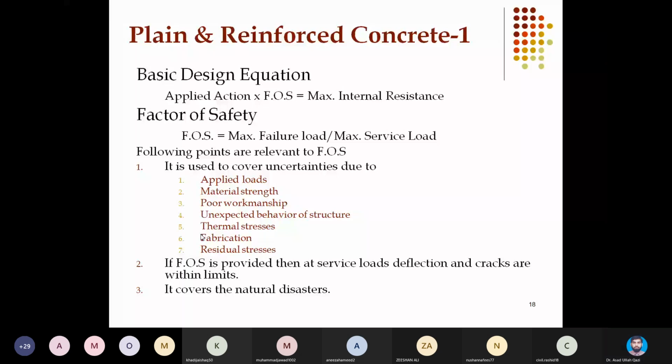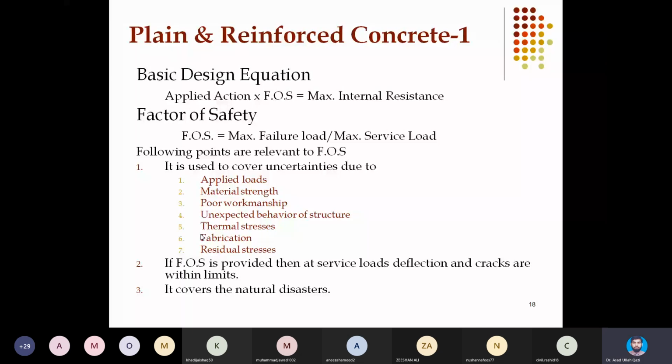And then some load factor, some amplification of the action, would be made equal to the reaction resistance. So in this way, this factor of safety which is appearing in the simple design equation means maximum failure load divided by maximum service load. It means there will be a reserve capacity.